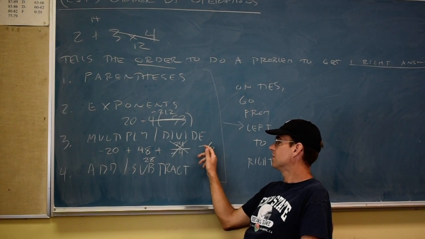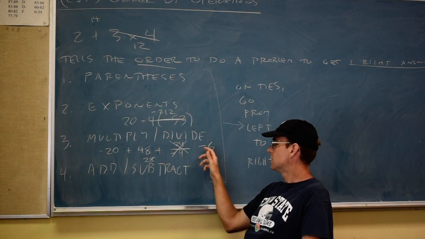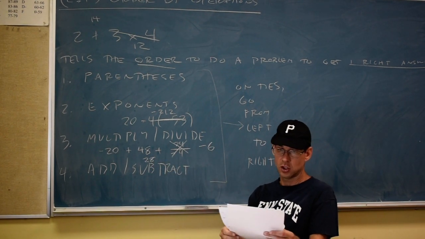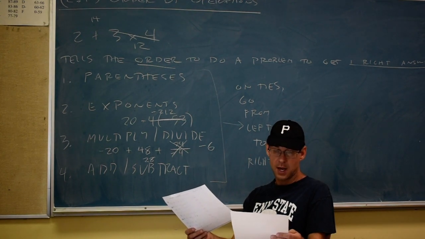28 adds negative 6. Again, same rule. It depends on who's bigger, which is the positive. We subtract them and we get a 22. And that's our sheet. So on to page 53 you go.